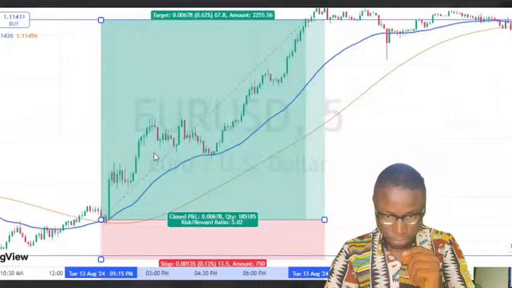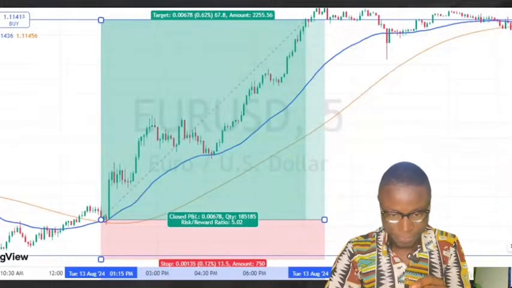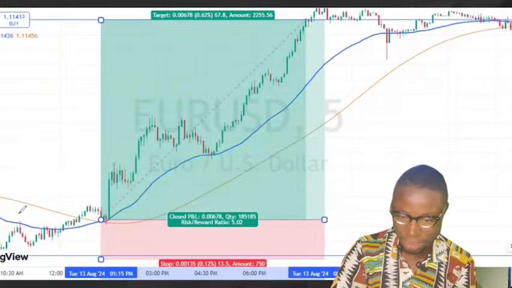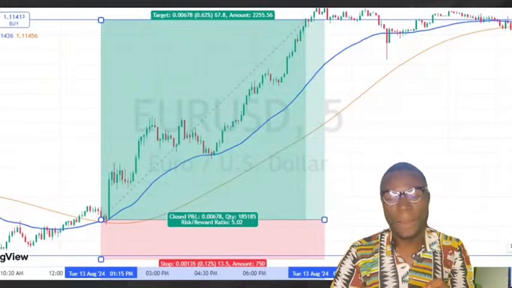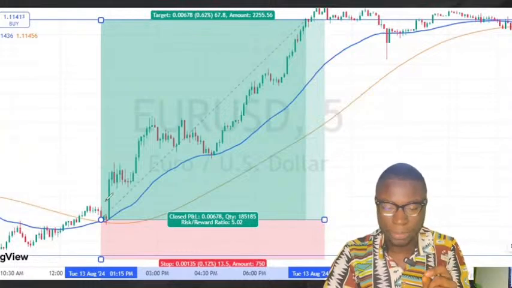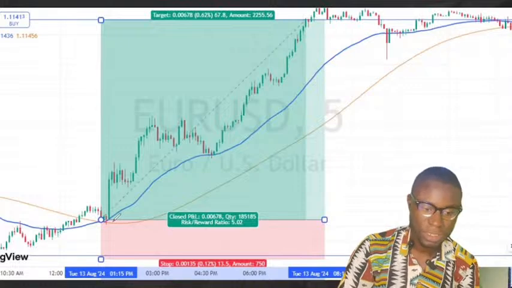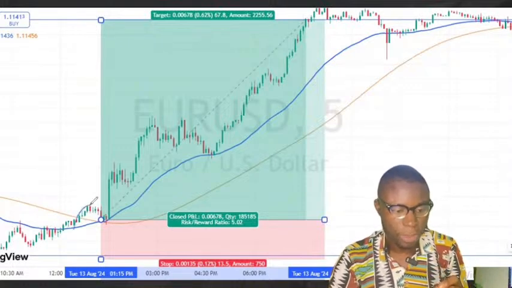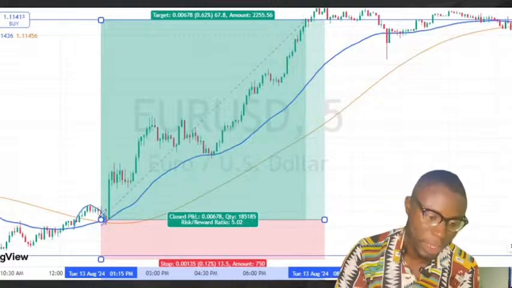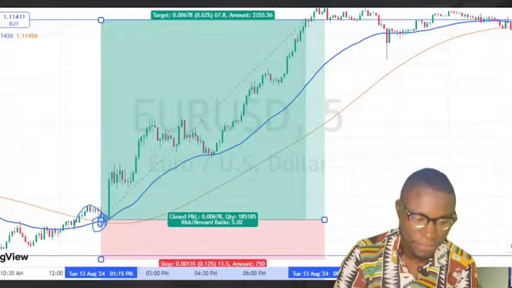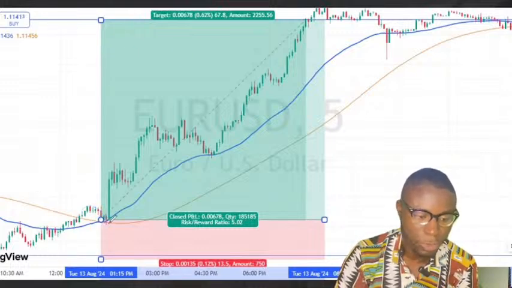Price scenario. See here, price has been trading above the moving average. You are waiting for a buy opportunity. When price is trading above the orange colored moving average, you are not looking to sell, because this is a break and retest strategy. Price came and broke above it, closing above it, and came back, where you got the crossover. You got the crossover.